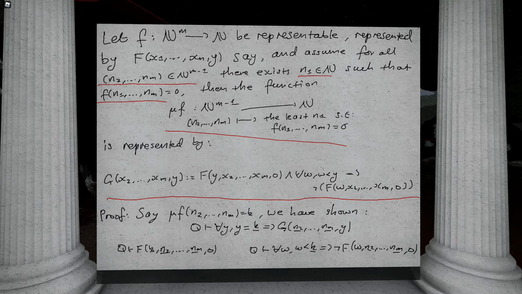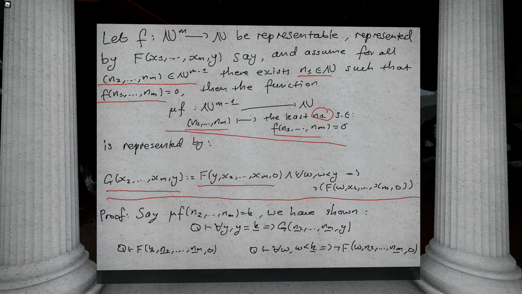So if lowercase f is such a function, then the theorem is saying that mu f, which is the function that takes n2 up to nm, so an m minus 1 tuple of natural numbers, and maps it to the least such n1, so that f of n1 up to nm is equal to 0. And the claim is that that function is representable, and it's represented by the formula that we have down here. So I'm defining this formula to be g of x2 up to xm comma y, and it is f of y, x2 up to xm, 0.